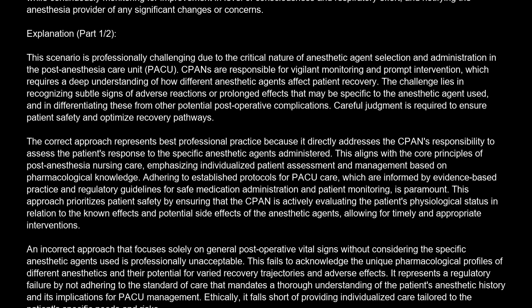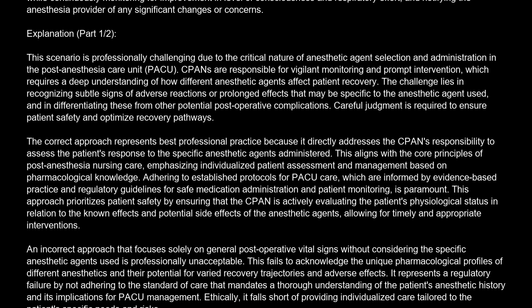Explanation: This scenario is professionally challenging due to the critical nature of anesthetic agent selection and administration in the post-anesthesia care unit, PACU. CPANs are responsible for vigilant monitoring and prompt intervention, which requires a deep understanding of how different anesthetic agents affect patient recovery. The challenge lies in recognizing subtle signs of adverse reactions or prolonged effects that may be specific to the anesthetic agent used, and in differentiating these from other potential postoperative complications. Careful judgment is required to ensure patient safety and optimize recovery pathways.